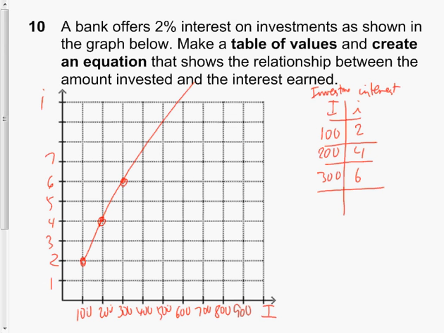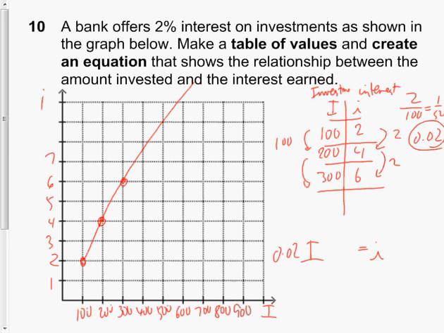So if I look here to find my equation, I'm going to find the equation between the amount I invest and the amount of interest I get. So it's 2 in the difference, and it's 100 in the difference. So 2 divided by 100 is 1 over 50, or 0.02. So that is going to be my coefficient. Or if I wanted to, i over 50.